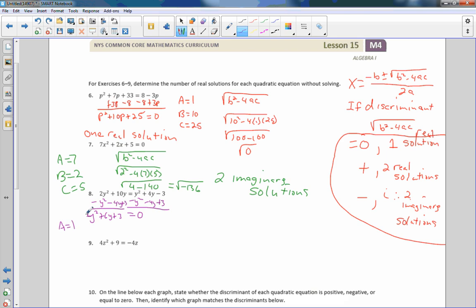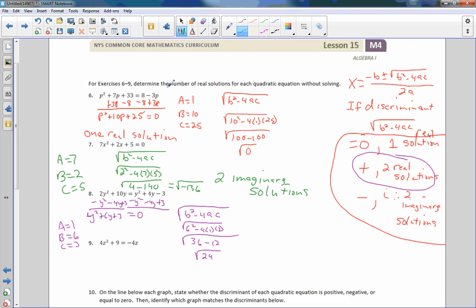A is 1, the number in front of y squared. B is 6, it's the number in front of y. And C is 3, it's my constant. So I'm just going to write the square root of b squared minus 4ac. The square root of 6 squared minus 4 times 1 times 3. That will be the square root of 36 minus 12. The square root of 24. It is positive. I'm going to get 2 real solutions.